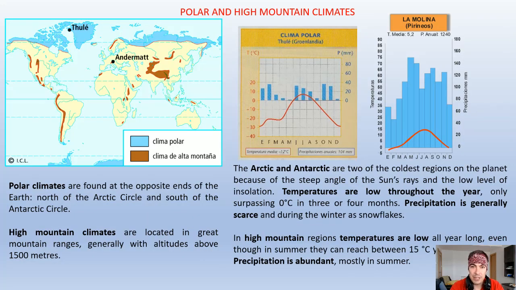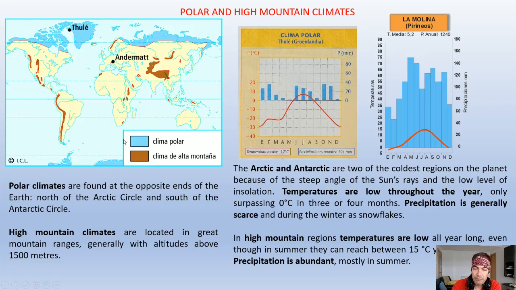And finally, we are going to end this unit with the polar and high mountain climates, which we are going to see together. So the polar climates, as its name says, are found at the opposite ends of the Earth, north of the Arctic Circle, okay, this area here, and south of the Antarctic Circle, which is this line here in Antarctica. And high mountain climates are located in great mountain ranges, generally with altitudes above 1500 meters, for example, the Andes, the Rocky Mountains, the Himalaya, etc.